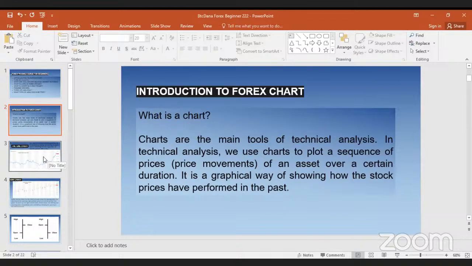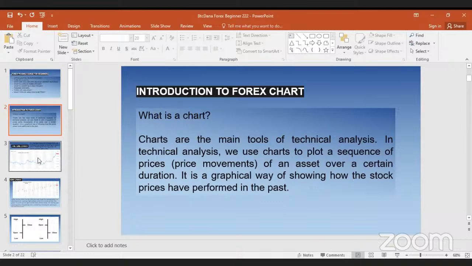And in the chart, we have three types of forex chart. We have the line chart, the bar chart, and then we have the candlestick chart pattern.